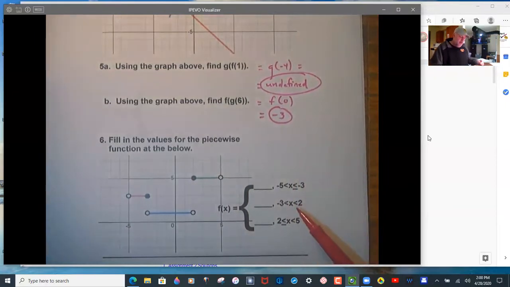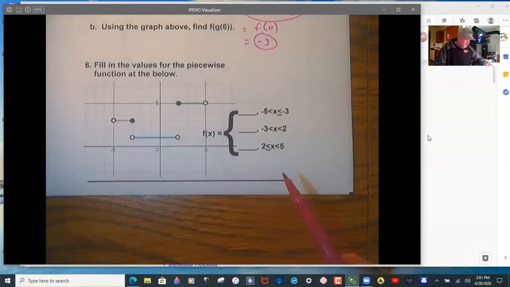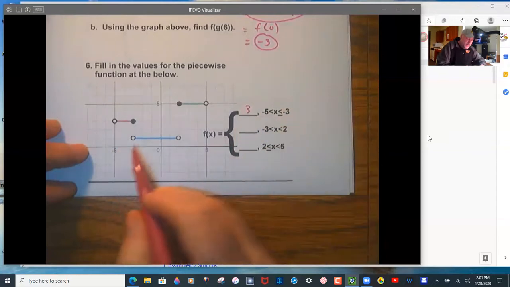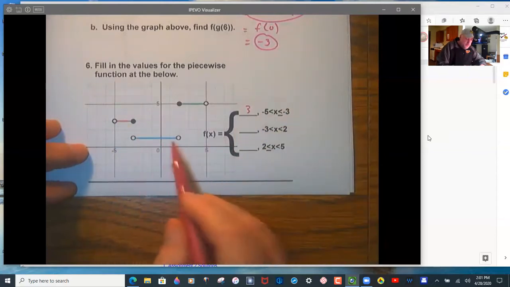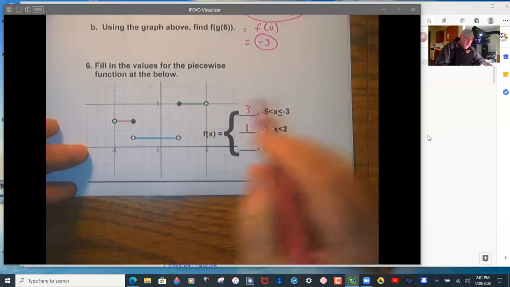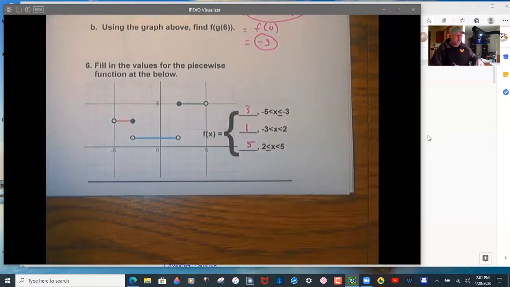Number 6, so you just want to look and see what the y values are, which are nothing but horizontal lines. So out here at 3, between -5 and 3 for x, and then between -3 and 2, we're up at 1, and then between 2 and 5, we're back up at 5. Pretty easy problem to do. Those are called step functions. Pretty simple problem to do.